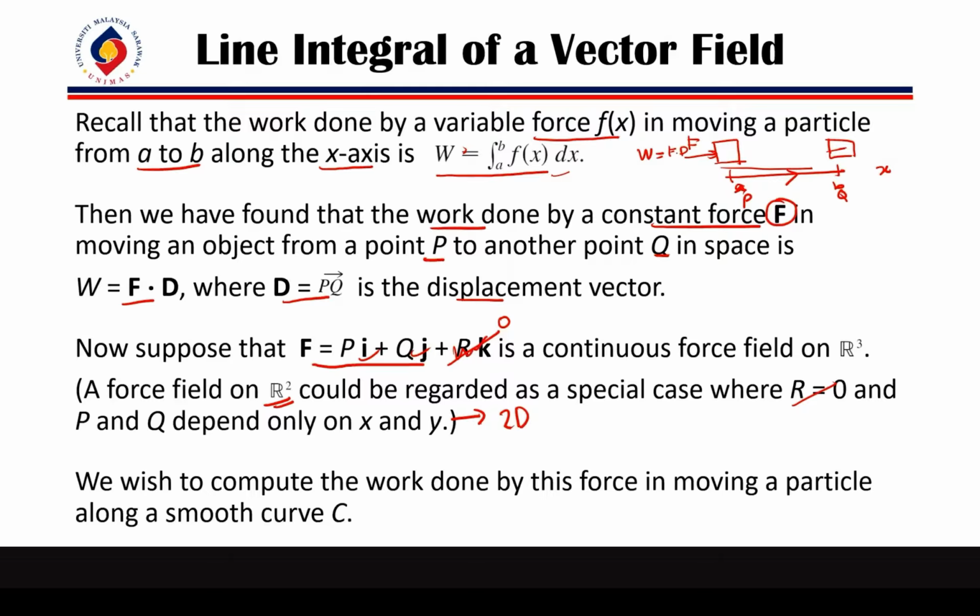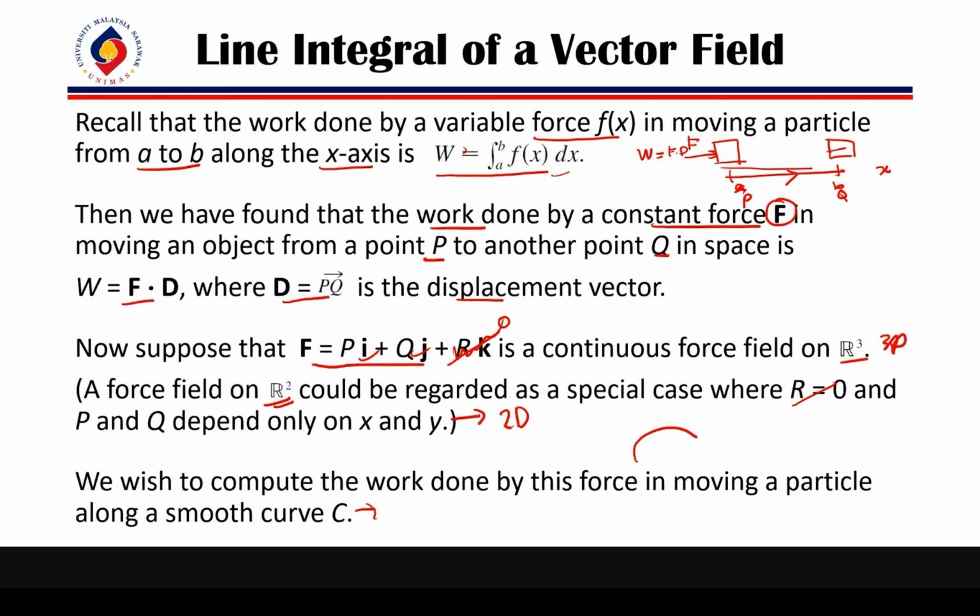But when we are given the force field function, the Pi plus Qj plus Rk, it is in 3-dimensional, 3D in space, right? So we wish to compute the work done by this force in moving a particle along the smooth curve C. That means we are not given any limit value. So we are only given the smooth curve C.